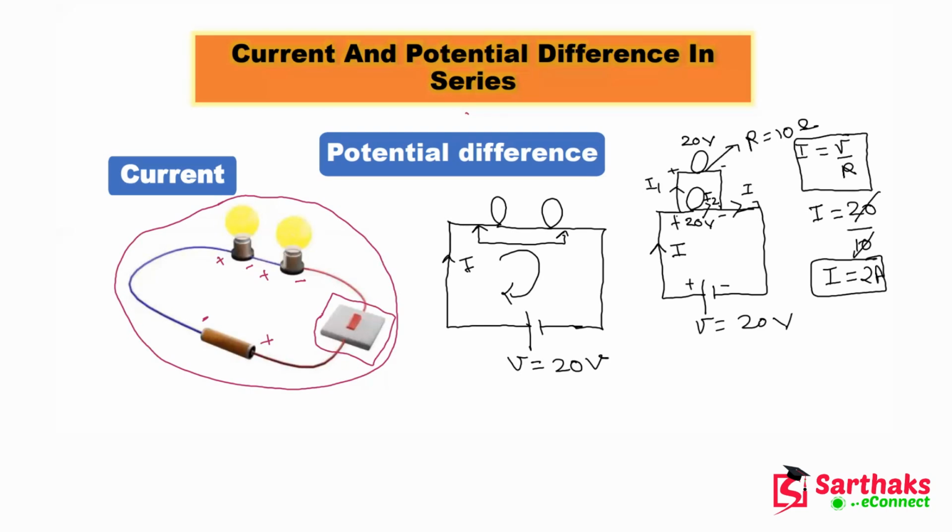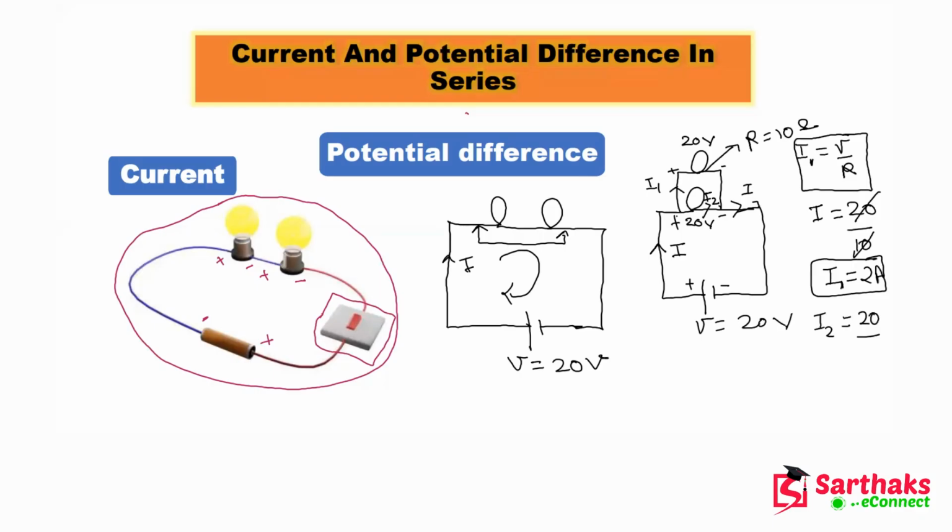Now let's find out the value of this current I2. This is the value of current I1, and this is the value of current I1. But now we want to calculate the value of I2. Now how can we do that? We know that I is equal to V upon R. Now what is the value of this voltage? 20 volt. Now what is the value of resistance?